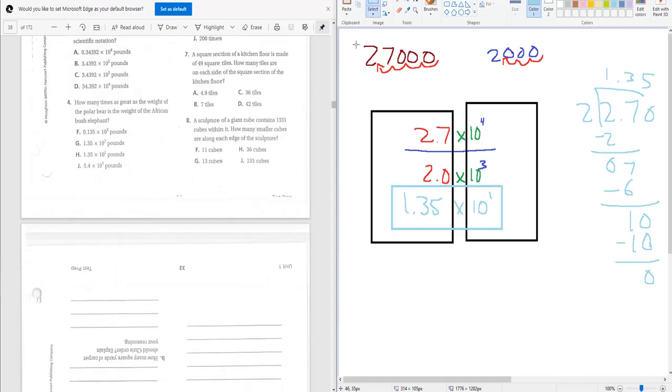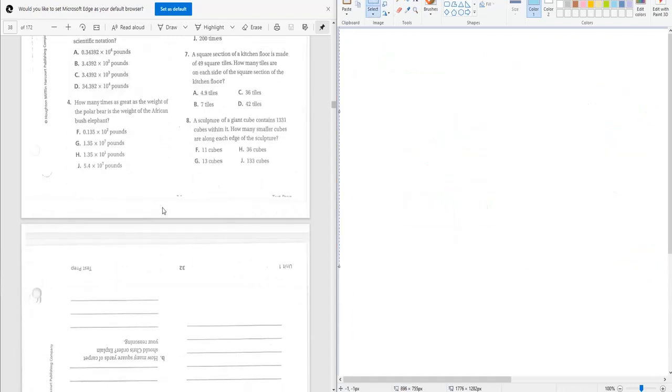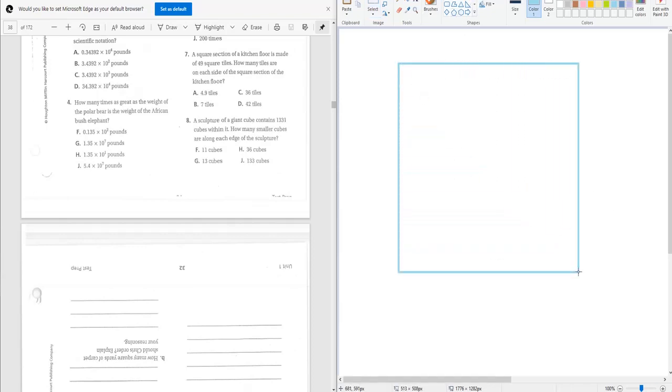So here, a square section of the kitchen floor is made of 49 square tiles. How many tiles are on each side of the square section of the floor? So I have a square with 49 square tiles. Well, there's a reason why they're called perfect squares.